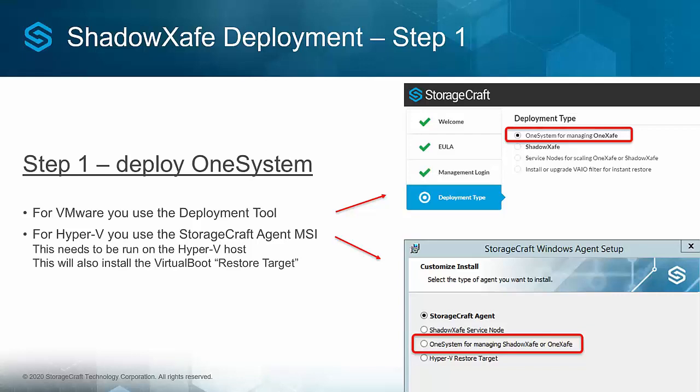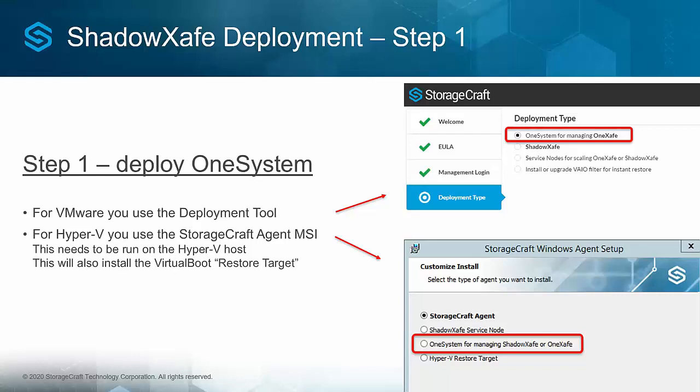And for Hyper-V, you'll have a StorageCraft agent MSI file. So you download that, and you'll need to run that on the Hyper-V host, and this will effectively create a VM in Hyper-V for you. As part of that process, it will have to download a VHDX file from the StorageCraft website, so it does take a little bit of time to download. It'll automatically create the VM and turn that on for you.